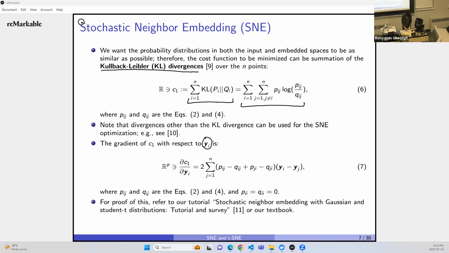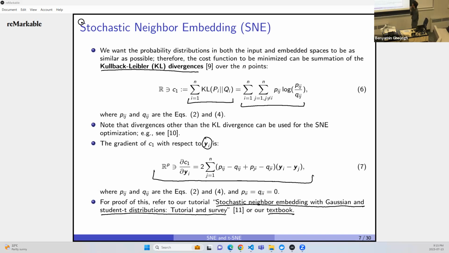Here it is. So there are 3 costs in this lecture. For the first 2, I don't bring the proof. I refer you to my tutorial paper for the proofs. But for the third one, which is the most important one, t-SNE, I will provide the proof here. For the proof of this, see our tutorial, Stochastic Neighbor Embedding with Gaussian and Student t-Distributions: Tutorial and Survey, or our textbook. By the way, this derivative is a p-dimensional vector. Why? Because it's a derivative of a scalar with respect to a vector, and yi is p-dimensional.